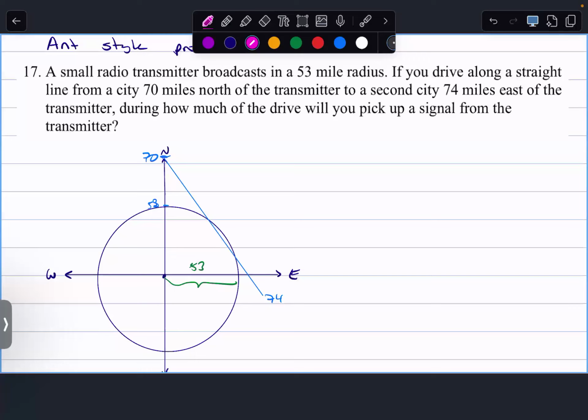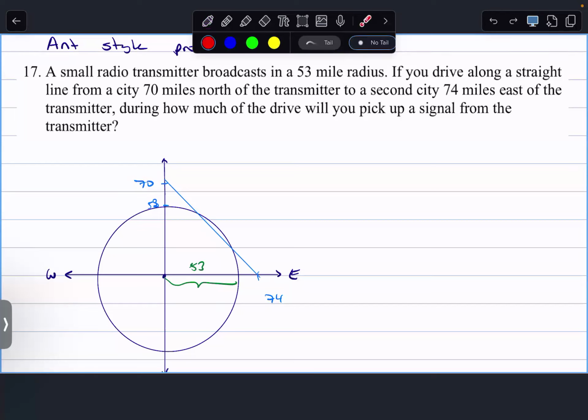Let's see if I can draw a nicer line. Let's put 70 here instead, and 74. Maybe not. That's why I need that grid. There. So, same thing, just a little bit more reasonable.